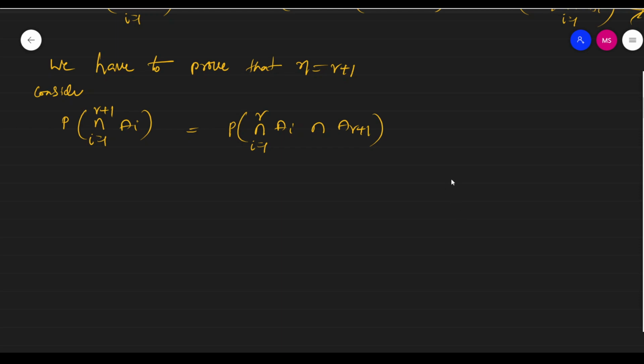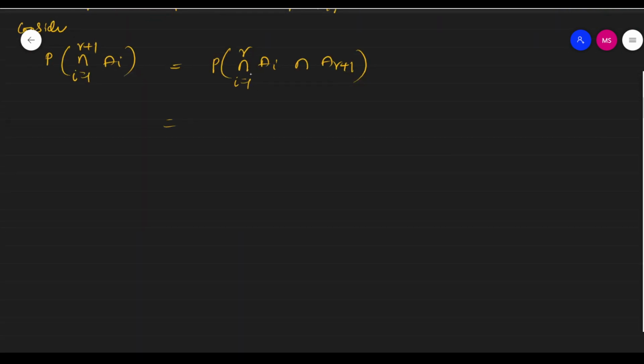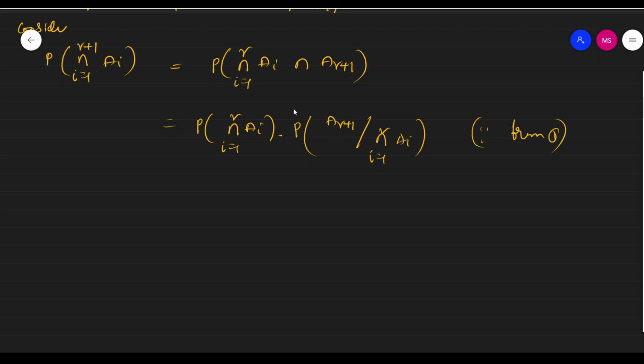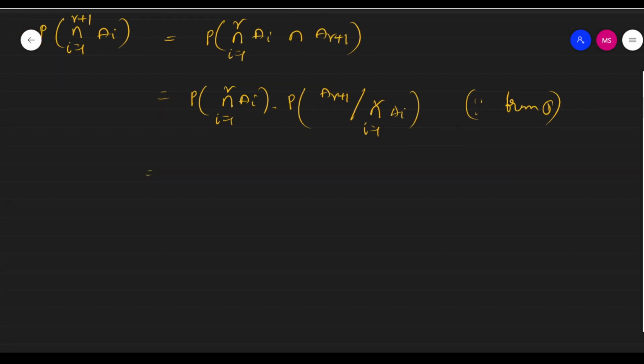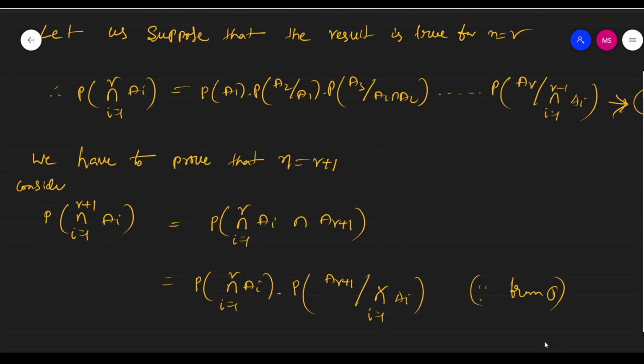We have to observe this term, P of A1 intersection A2, using 1. So it is P of the intersection of Ai, i running from 1 to r, into P of A(r plus 1) given the intersection of Ai, i running from 1 to r. Then observe equation number 2 for P of the intersection of Ai, i from 1 to r.